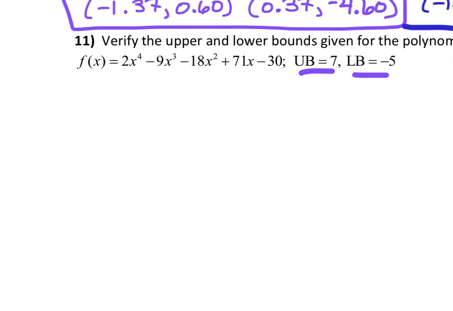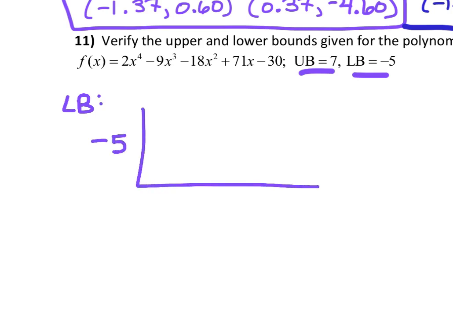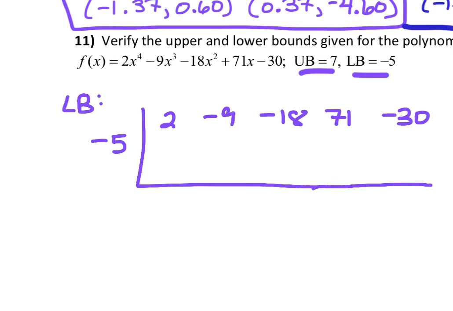So I'm going to start with the lower bounds test, and so I'm going to divide by -5, and my coefficients are 2, -9, -18, +71, -30. Oh, that's ugly. And bring down the 2, times -5 is -10, -9 plus -10 is -19. Take your calculator and multiply. Don't write my answer down. -19 times -5 is +95.